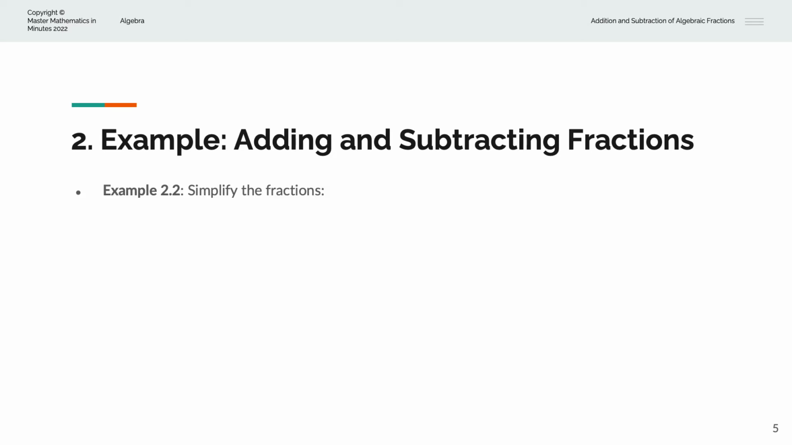In the second example, we're asked to simplify the fractions 29x over 52 minus 4x over 52. Once again, these two fractions share the same common denominator, and because of that, we're able to subtract the numerator. So we'll state the common denominator as 52, and the numerator then becomes 29x minus 4x. Simplifying that further, we have 25x over 52.